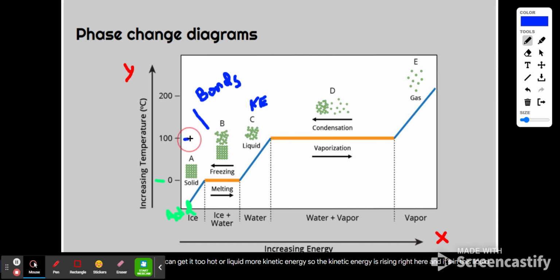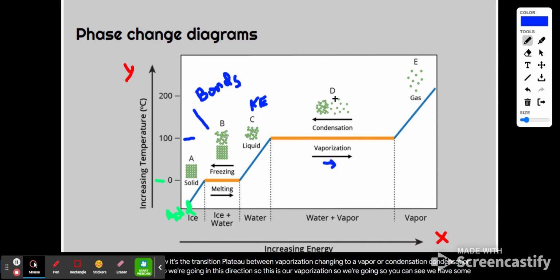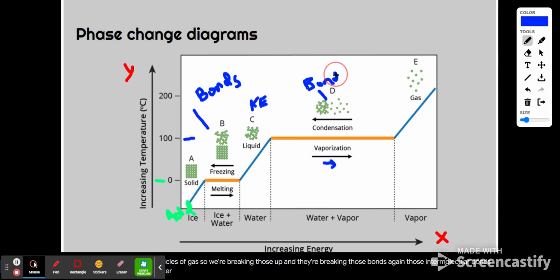But when we get to 100, now it's the transition plateau between vaporization, changing to a vapor, or condensation, changing from a gas to a liquid. So we're going in this direction. So this is our vaporization. You can see we have some particles of water and some particles of gas. So we're breaking those bonds again, those intermolecular bonds, the bonds between molecules of water, not the interior bonds. This is the intermolecular.